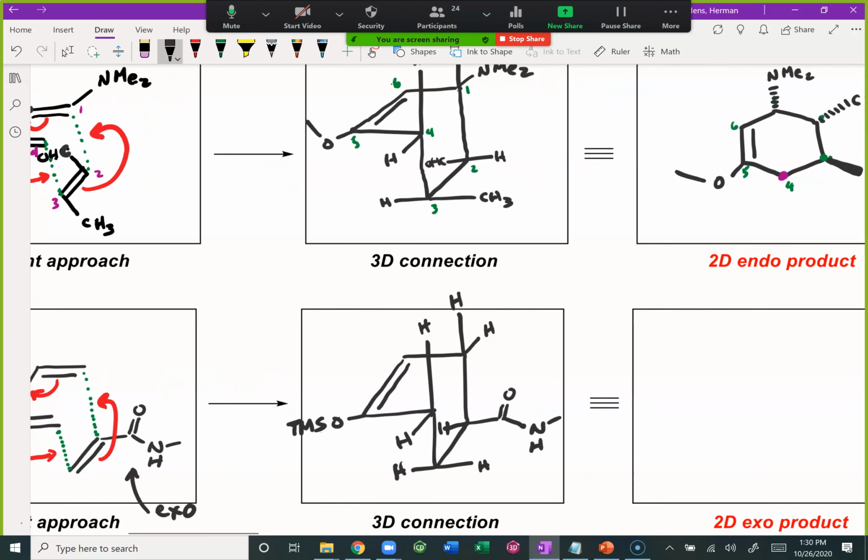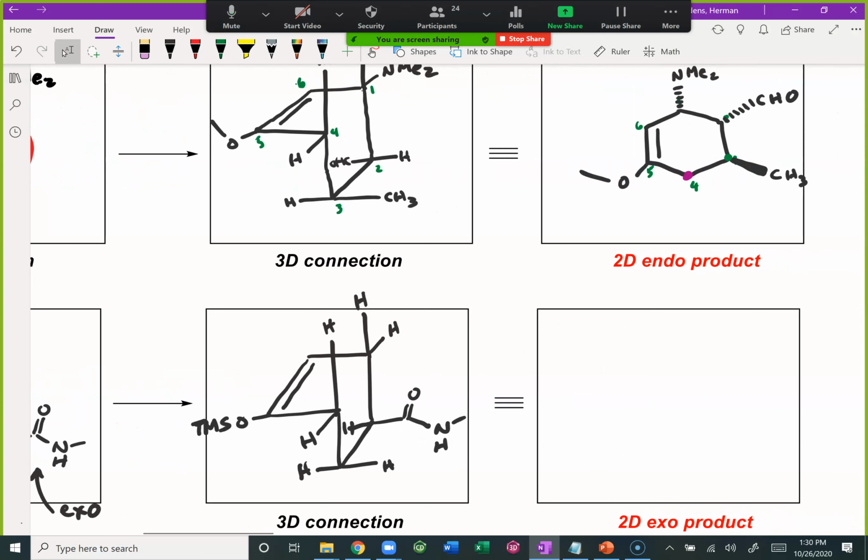All right, so I'm going to push this down, and I have my 6-member ring, double bond, TMSO group. This group here now is up. My amino group is up. And that's it. That's what I have there. Pretty simple molecule.